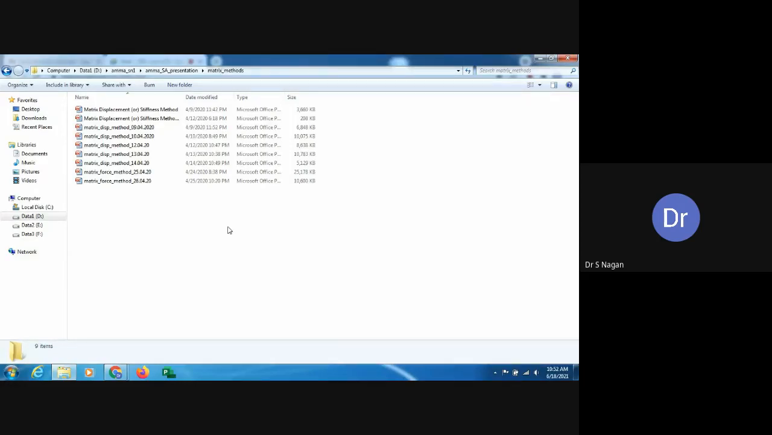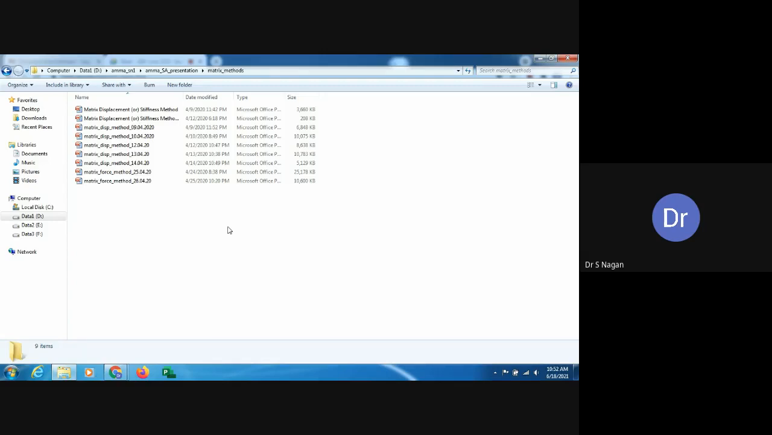When we do these methods, either the force method or the displacement method, using matrix formulation, then we call that matrix displacement method or matrix force method. Examples of displacement method are slope deflection method, moment distribution method, and Kani's method. These are all examples of displacement method, and strain energy method is an example of force method. So now let us see the step-by-step procedure.